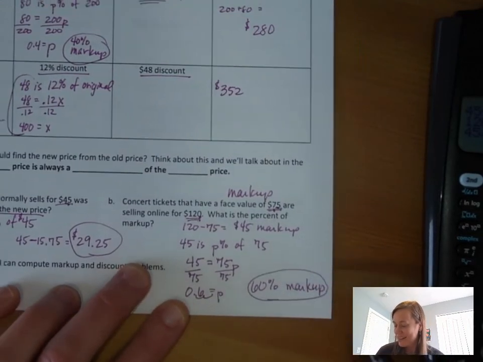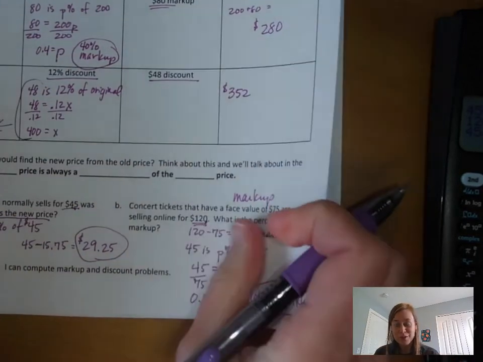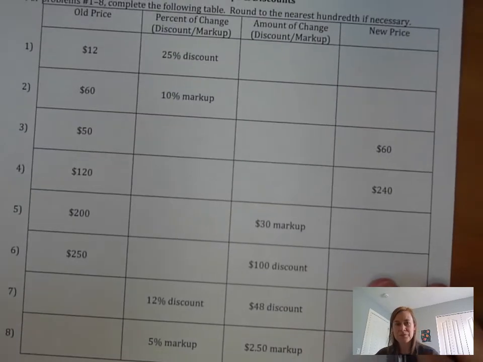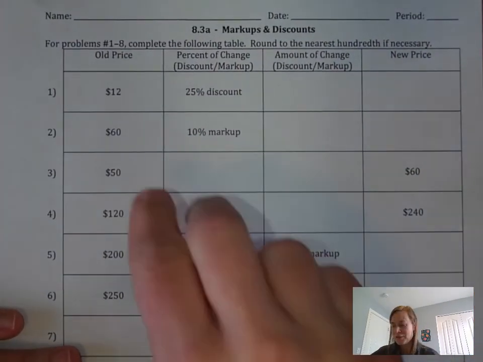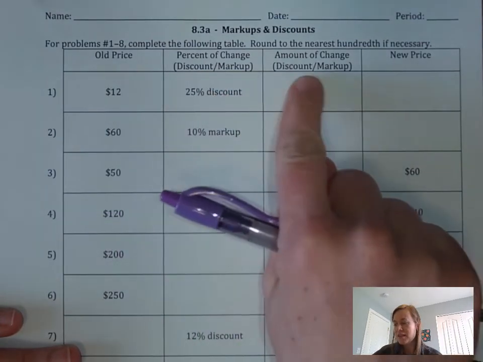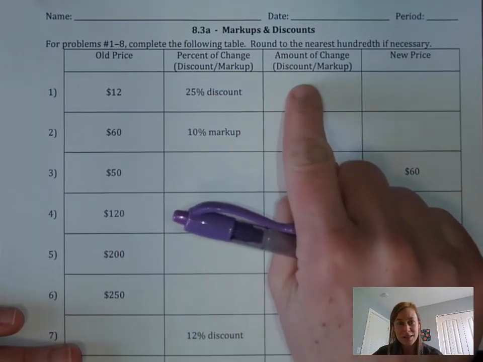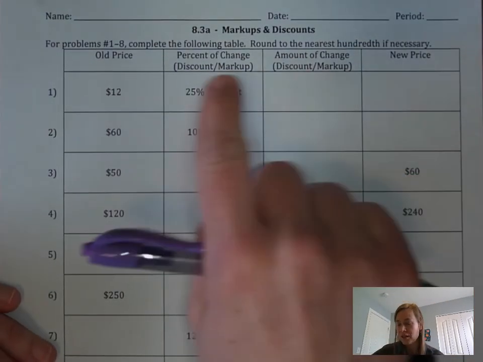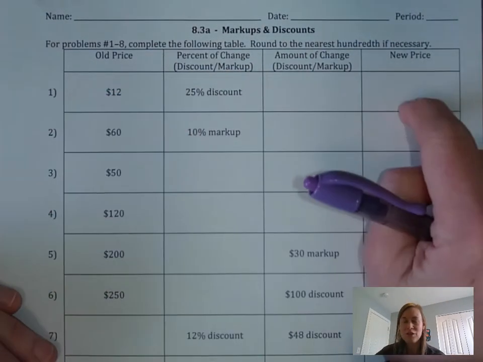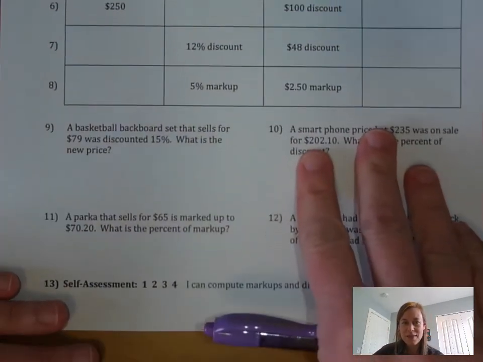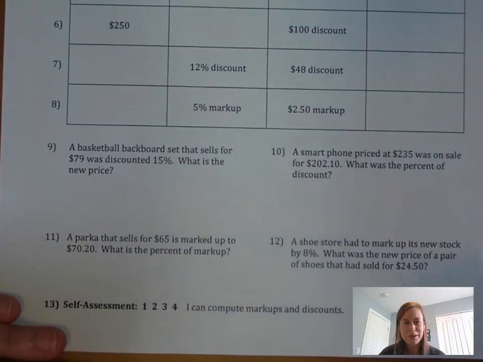Okay. Those are your problems for your notes. Now looking at your assignment, you'll see it's set up the same way, okay? So in this column, you've got the old price, and then you have your percent change. And then this is the amount of the change, like in dollars and cents. And then you're going to either subtract it or add it to the old price to get the new price. Okay, that's all the same. And then you've got some word problems down there.